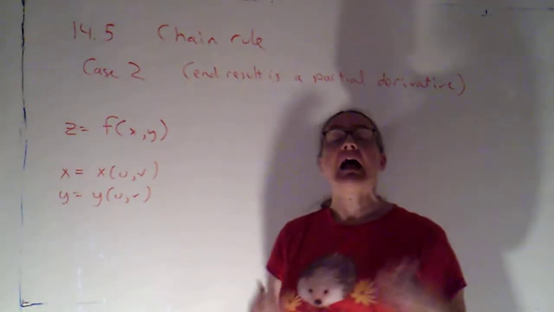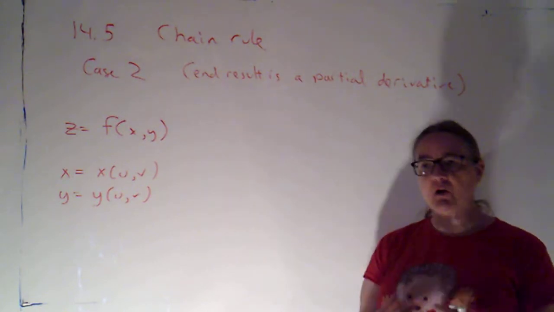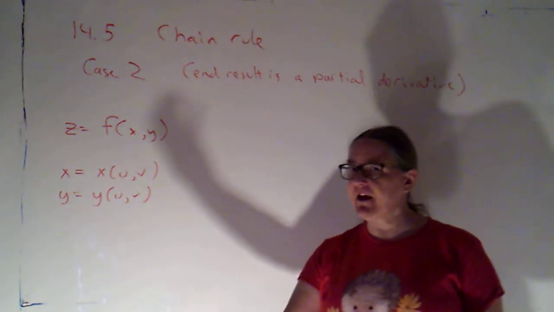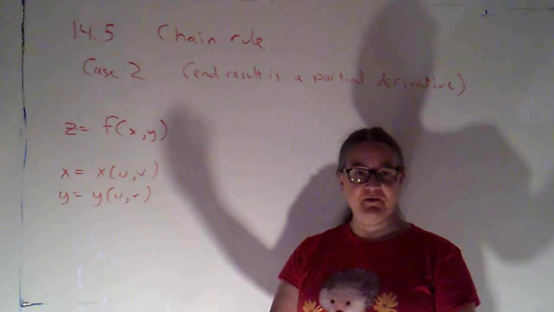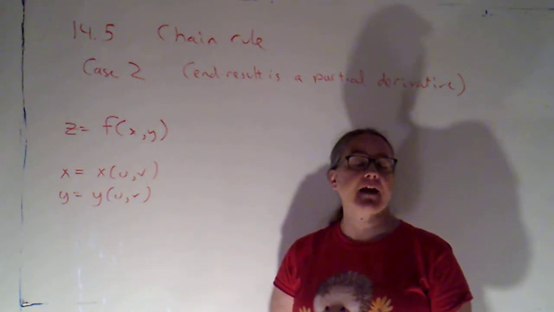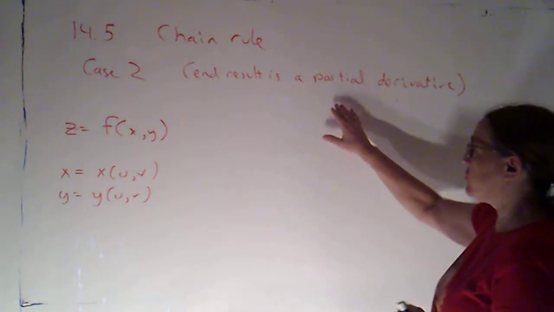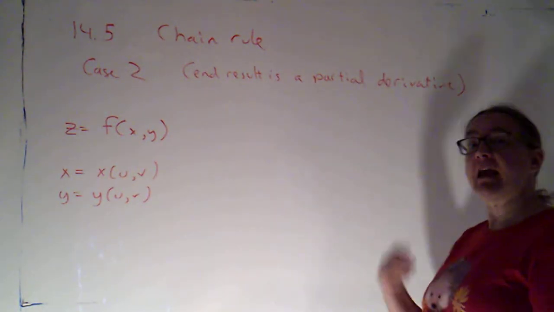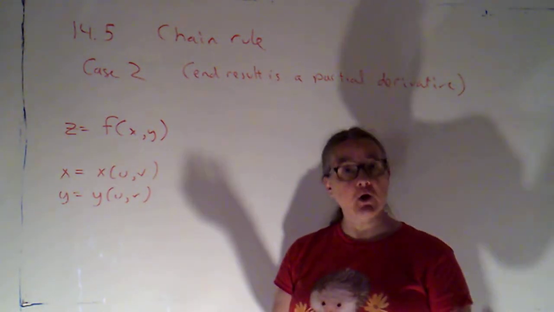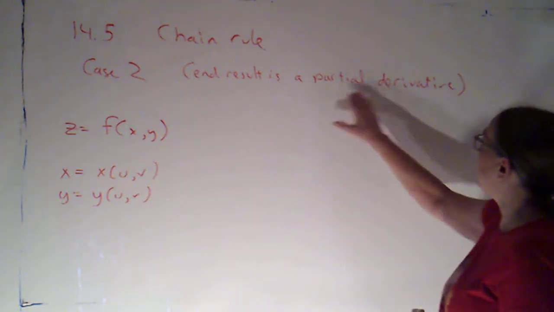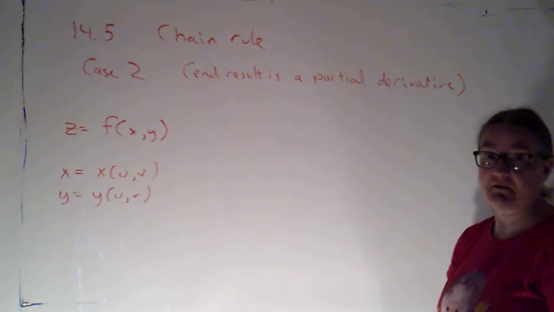So far we've looked at case 1 for the chain rule, and that was where our composition ultimately created a real valued function of one variable, so that the derivative that we were calculating was a full derivative. Case 2 is going to be where we're creating a real valued function of multiple variables, so that we'll be creating a partial derivative. Okay.